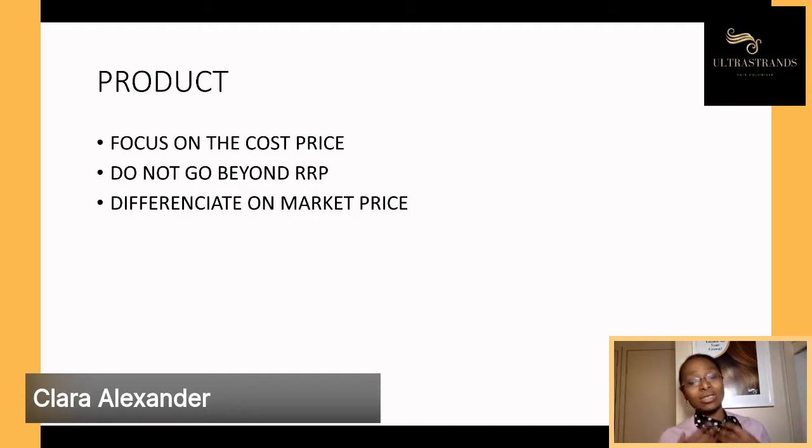So you need to be able to say what your differentiator is if the market price is considerably less than the recommended retail price. But I'll always say focus on the cost price. That's the key thing. Do not go beyond the recommended retail price, and differentiate on the market price if the market price is lower than the recommended retail price.